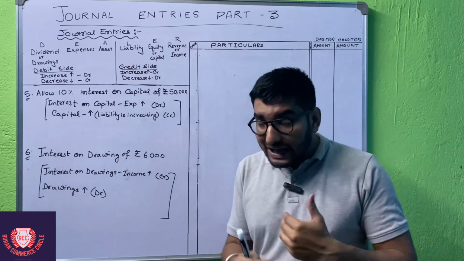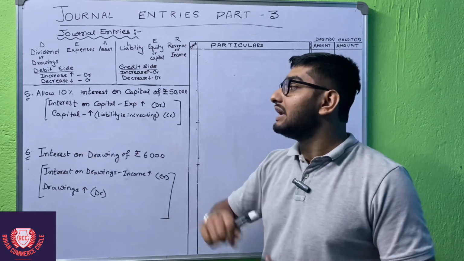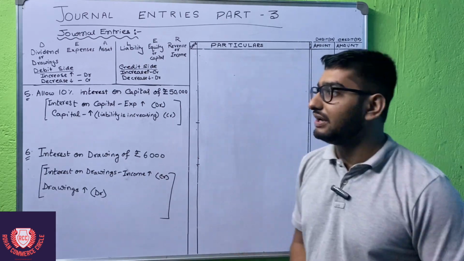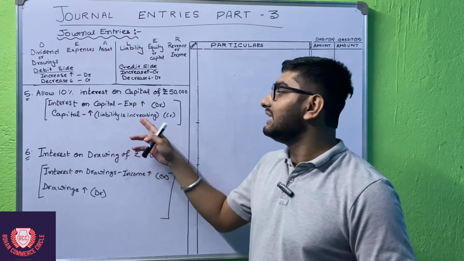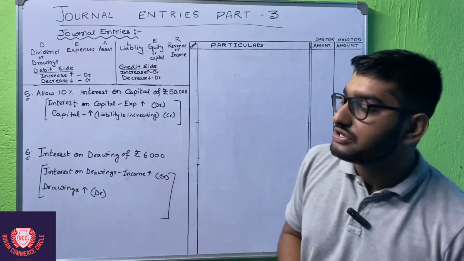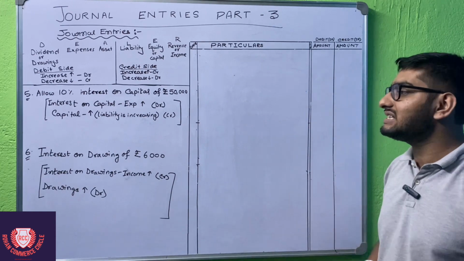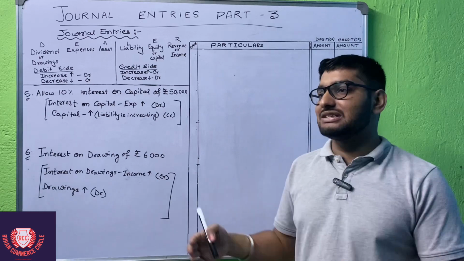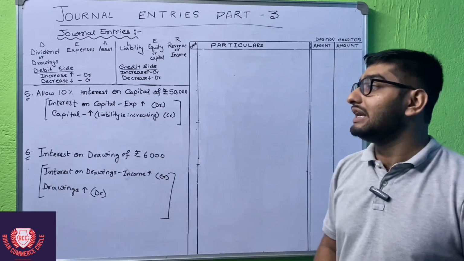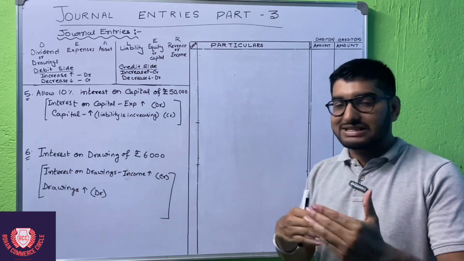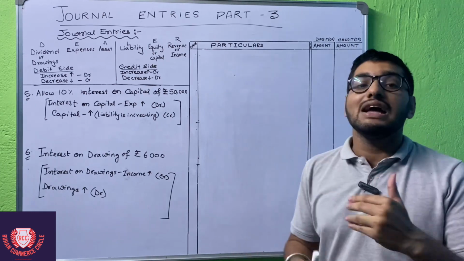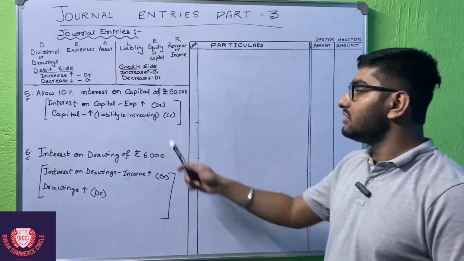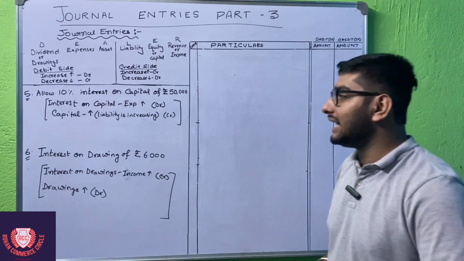And from where is it increasing? It is increasing from capital. So capital is the liability, students. Capital is also increasing. When interest on capital is increasing, the capital is a liability which is increasing, right? Since the interest on capital is generally not adjusted in cash, it's adjusted with the capital in the balance sheet, students. So the liability is increasing in this case, so as the liability is increasing, we have to credit it.